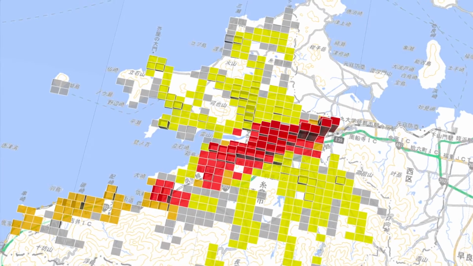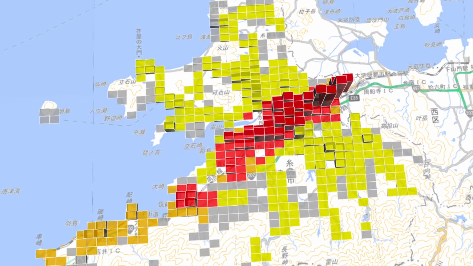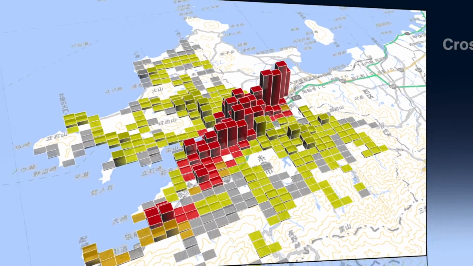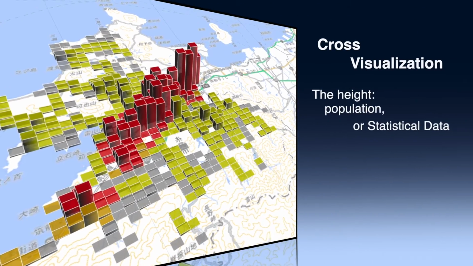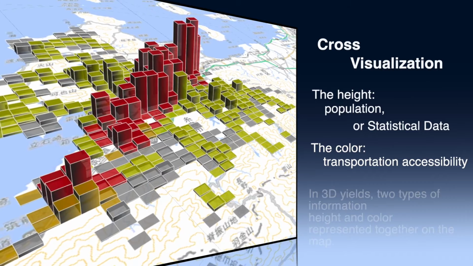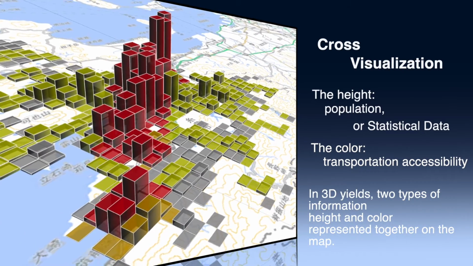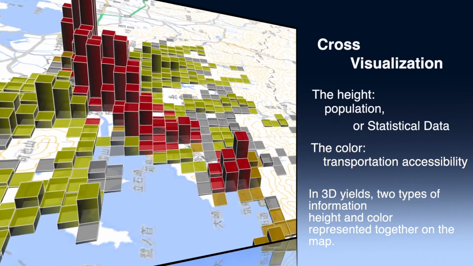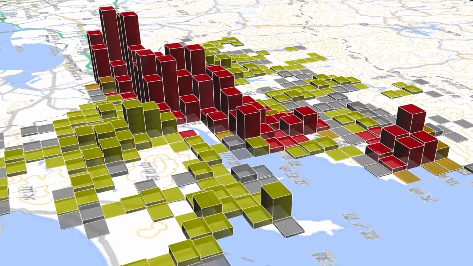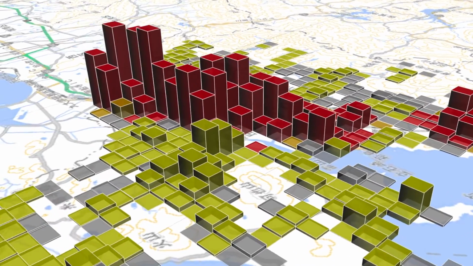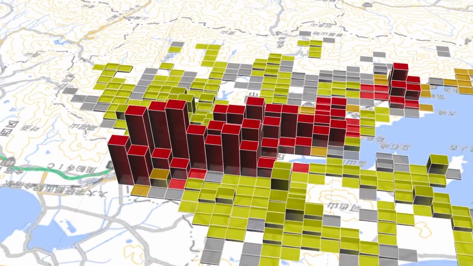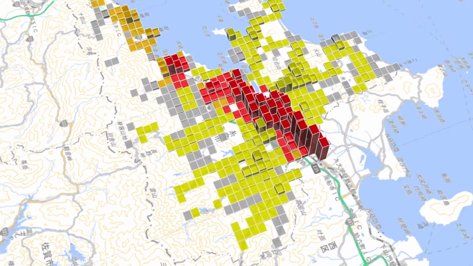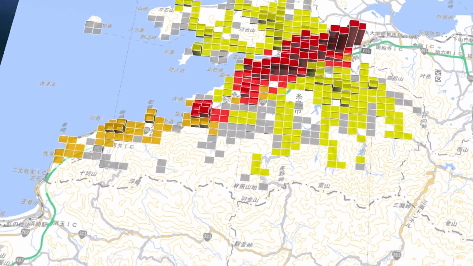Next is cross visualization. 3D visualization allows us to see a couple of different statistics data at the same time. In this movie, the height of each grid shows population, and colors show accessible public transportation. In this city, large population grids are the same as the grids of high accessibility of public transportation. So we can say that the urban plan of this city worked well. There are many choices to combine a couple of data on the 3D map.